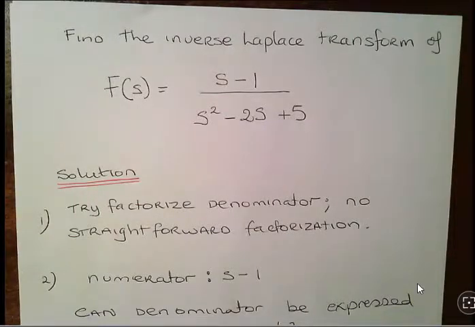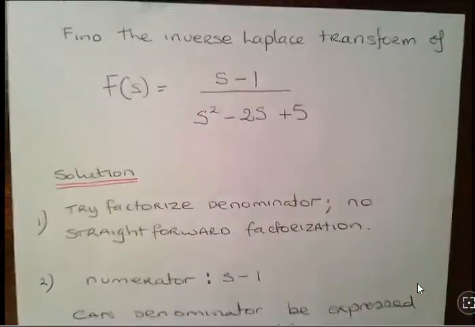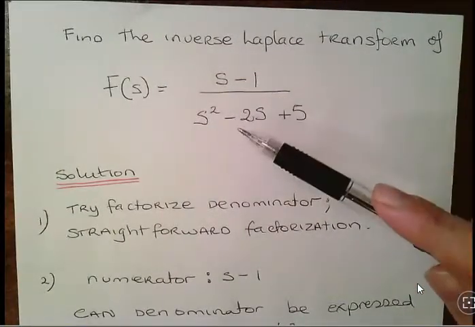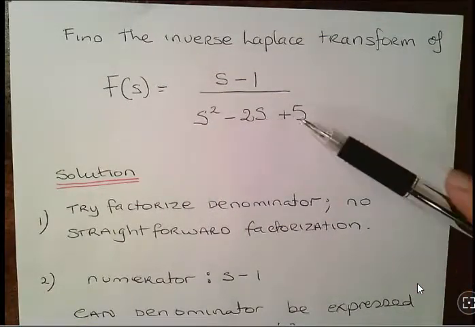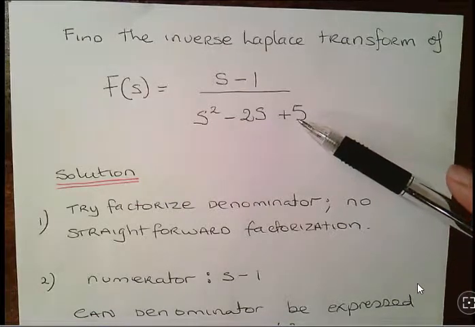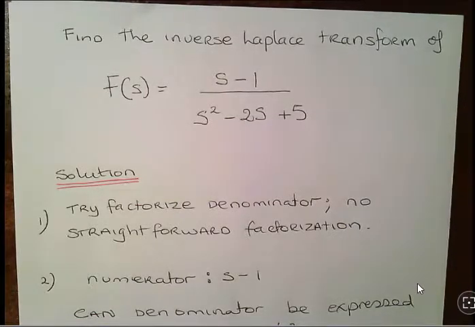Okay, in this presentation what we have to do is find the Laplace transform of this expression here. F of s equals s minus 1 over s squared minus 2s plus 5. Usually what you should try and do in this situation is factorize the denominator and see if something comes out easily.